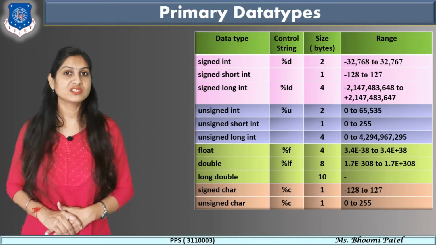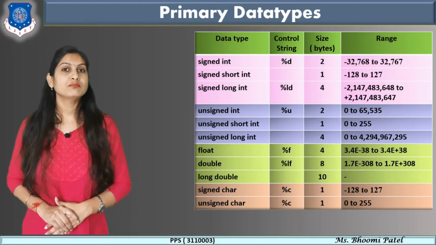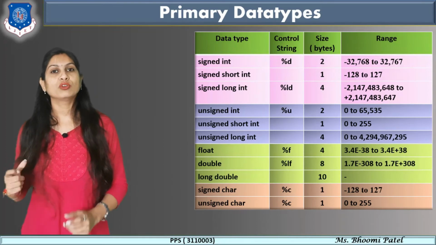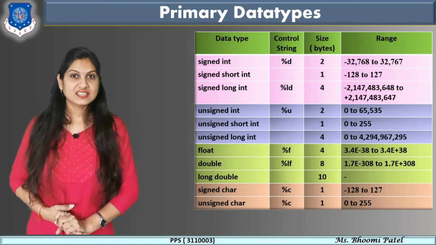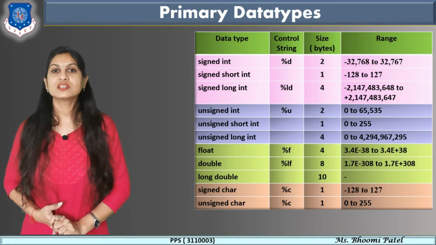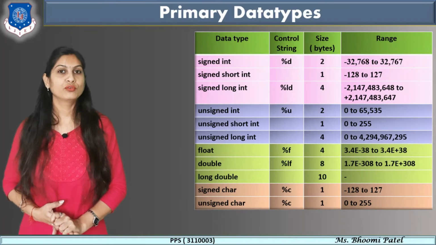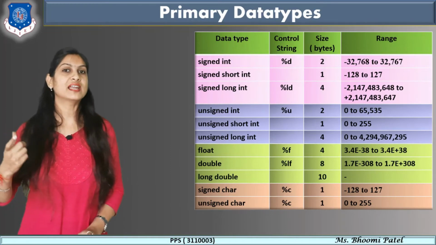So how many bytes does an integer occupy? 2. So total 16 bits are occupied when you are storing any integer value, and on the basis of that, 2 raised to 16, that is 65,536. If you use a calculator, then you find that number.